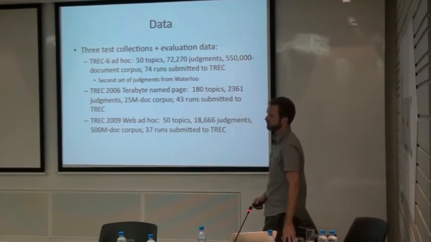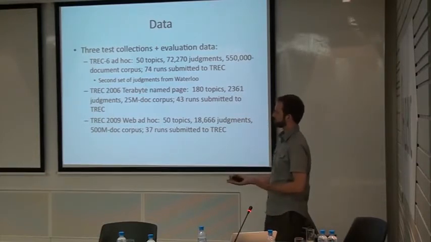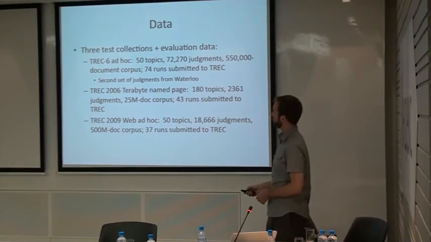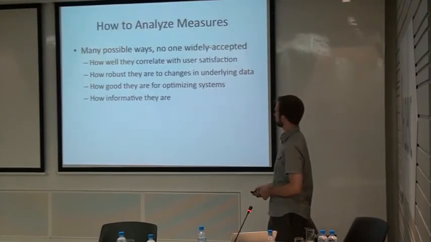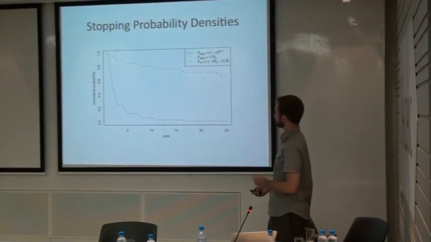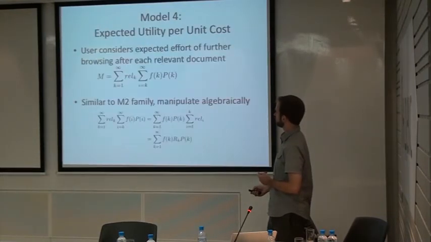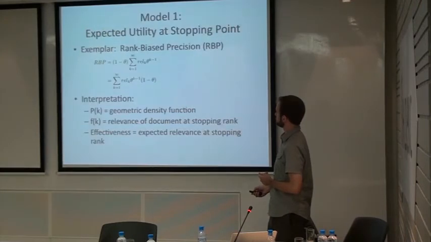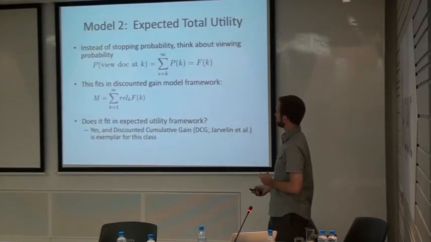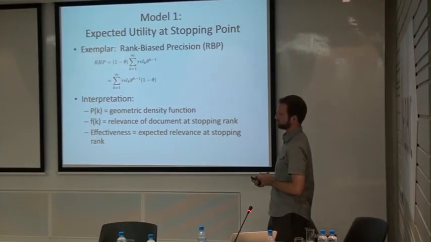And this TREC-6 ad hoc is interesting because, first of all, it has a very large number of judgments. It has a very large number of submitted runs, so we can compare differences between measures when we change underlying data. And it also has a second set of relevance judgments that came from the University of Waterloo, and that disagree with the original judgments in some significant ways. I won't talk about the other two, but you can see them there.